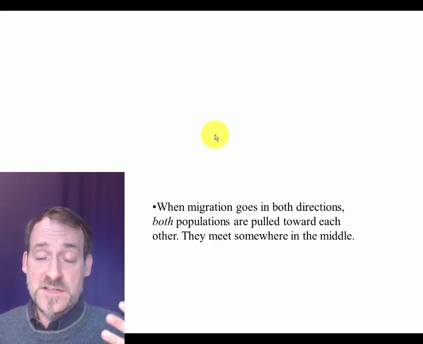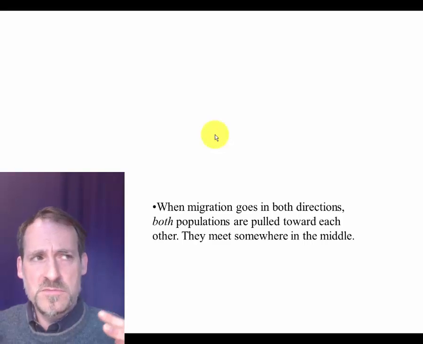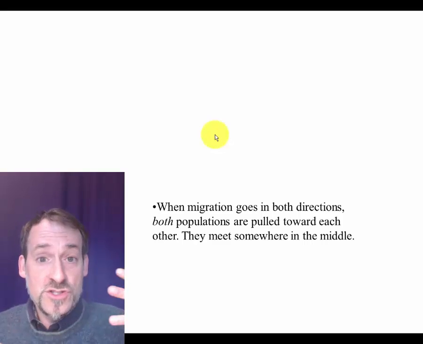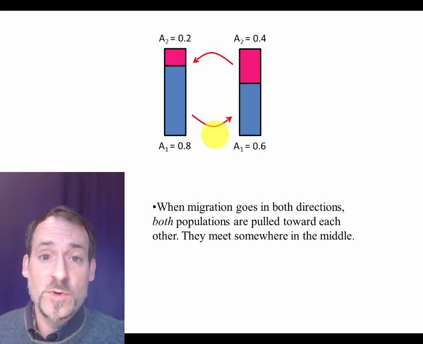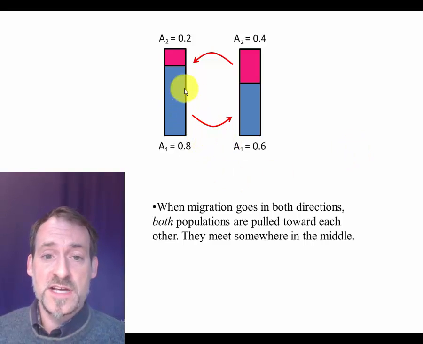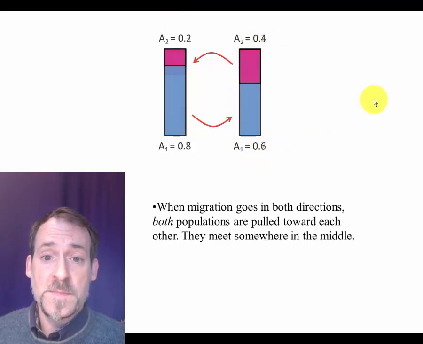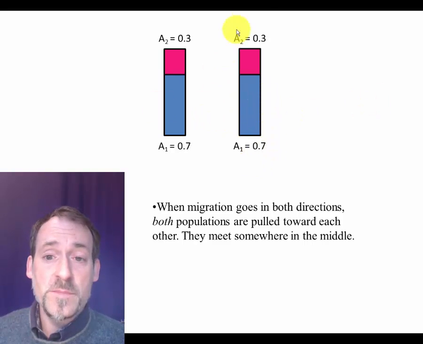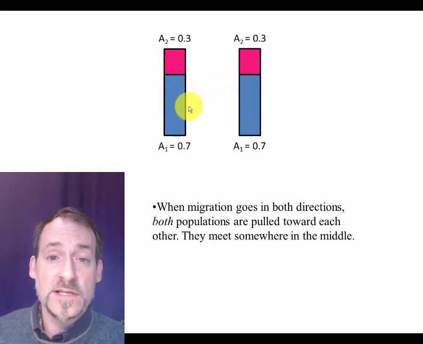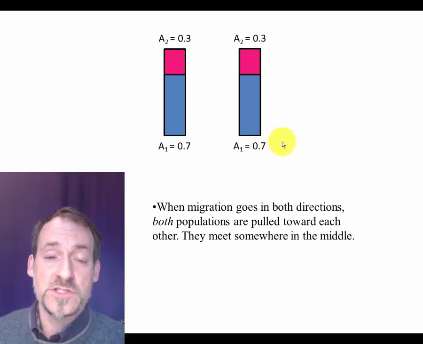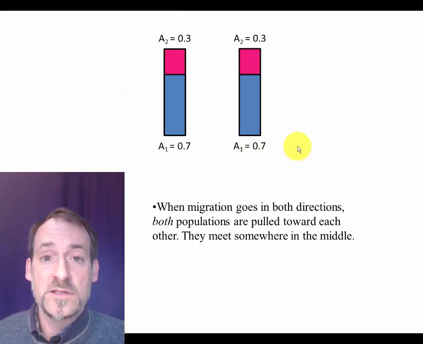If you've got two populations that are both comparable in size, migration is going to pull the allele frequencies toward one another, and they're going to meet somewhere in the middle. So if these were two islands of roughly equal size, say there's 1,000 terns on this island and 1,000 terns on this island, then eventually they'd equilibrate. You'd reach a point where the allele frequencies on the two islands are the same, essentially halfway between the two, assuming that you've got equal amounts of migration going both directions.